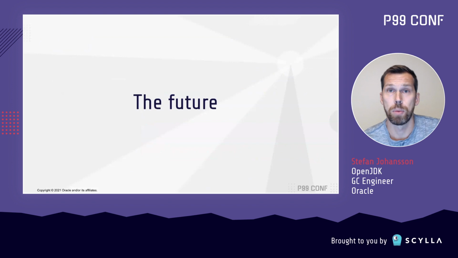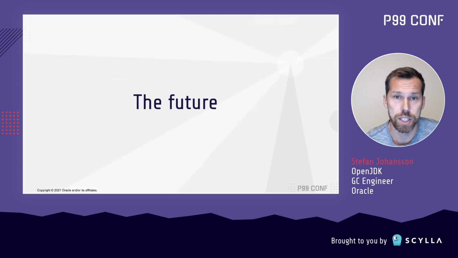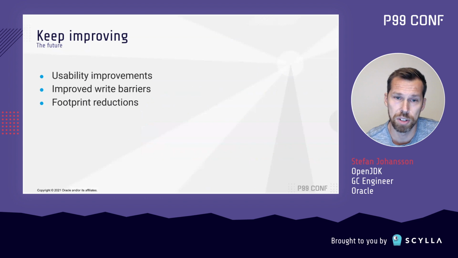Cool, that's it for the progress. A quick glimpse at what lies ahead. So we want to keep improving G1, of course. It's everything from usability improvements to make sure G1 behaves well in the cloud. We want to continue to improve the throughput. One way to do that is to improve our write barriers, because we know that those are a bit more costly than, for example, for Parallel. So we're investigating that. And again, we want to do even further footprint reductions. And for JDK 18, we already have some things lined up. So we know that we are able to improve this even more.